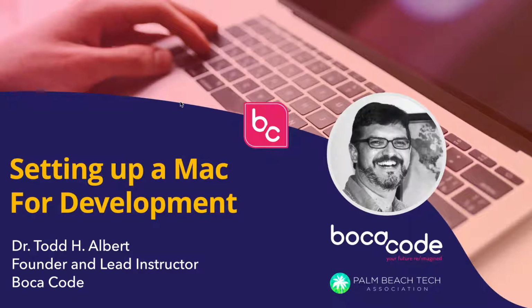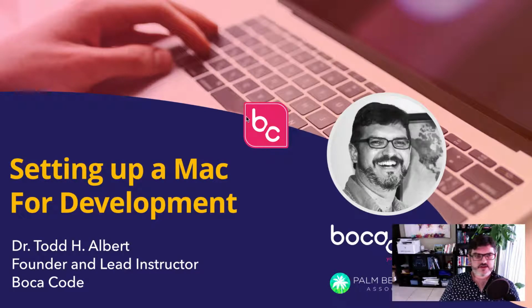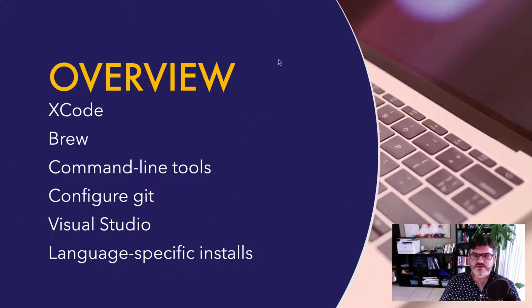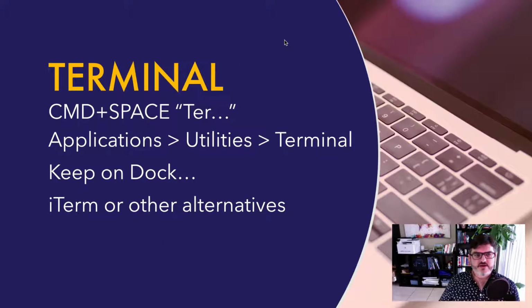So let's take a look at how to set up your Mac for such a thing. So here's what we're going to go over today. We're going to be looking at installing Xcode, which is what's used to compile, and some of the tools that come along with it. Even if you have Xcode installed, there's a command line command that you want to run. We're going to look at Brew, some command line tools you want to install, how to configure Git, setting up Visual Studio, and then go through some language specific installs. However, this is going to be kind of quick and dirty, but not making assumptions of previous knowledge.